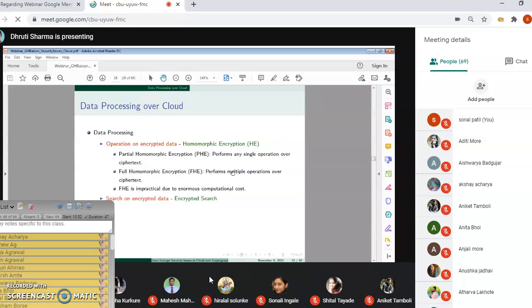However, our major topic is search on encrypted data. Search on encrypted data means I may have an entire encrypted database on the server, and I want to perform some sort of search based on the query that is selected by the customer or by the client.